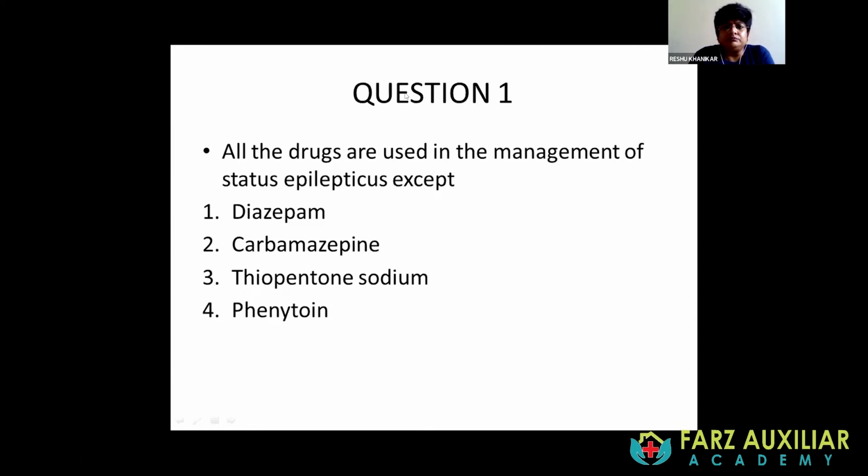Dr. Thakur has replied with option 2. Anyone else? So yes, the answer is carbamazepine. For the explanation, we know diazepam, thiopentane sodium, and phenytoin are all anti-epileptics.